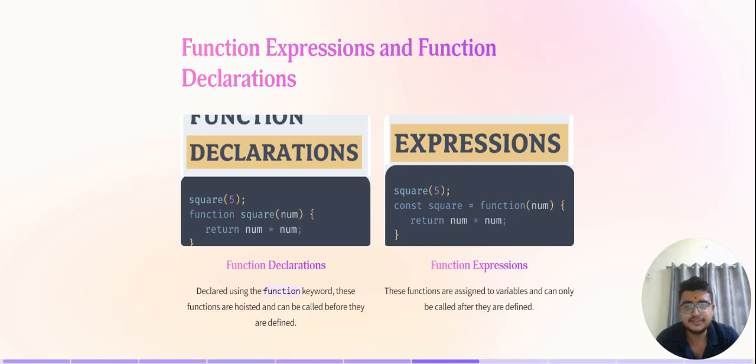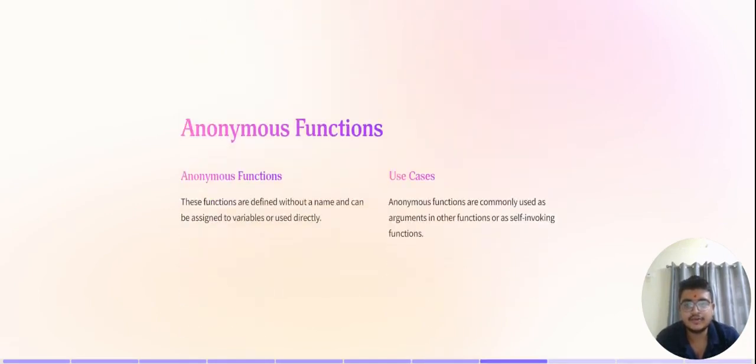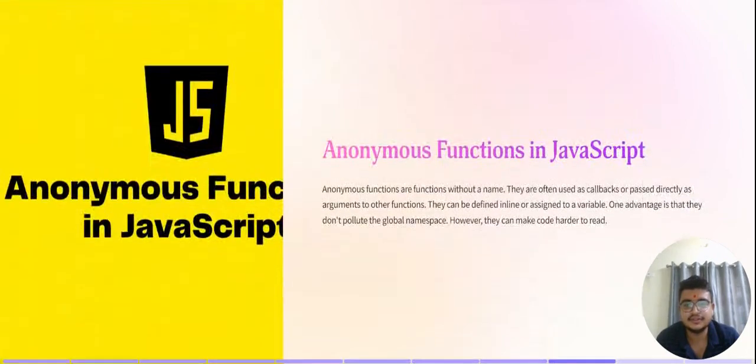Function expressions. These functions are assigned to variables and can only be called after they are defined. Anonymous function. These functions are defined without a name and can be assigned to variables or used directly. Anonymous functions are commonly used as arguments in other functions or as self-invoking functions.